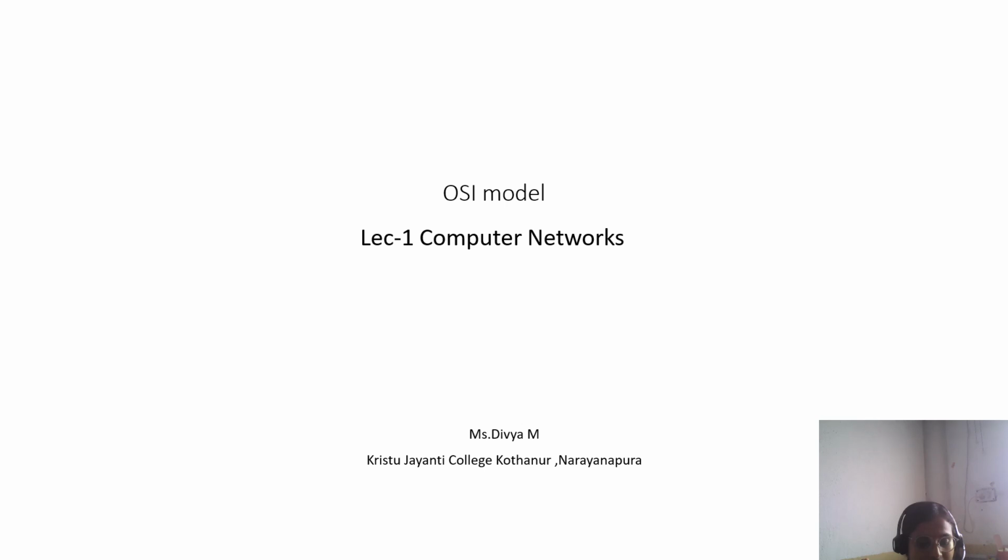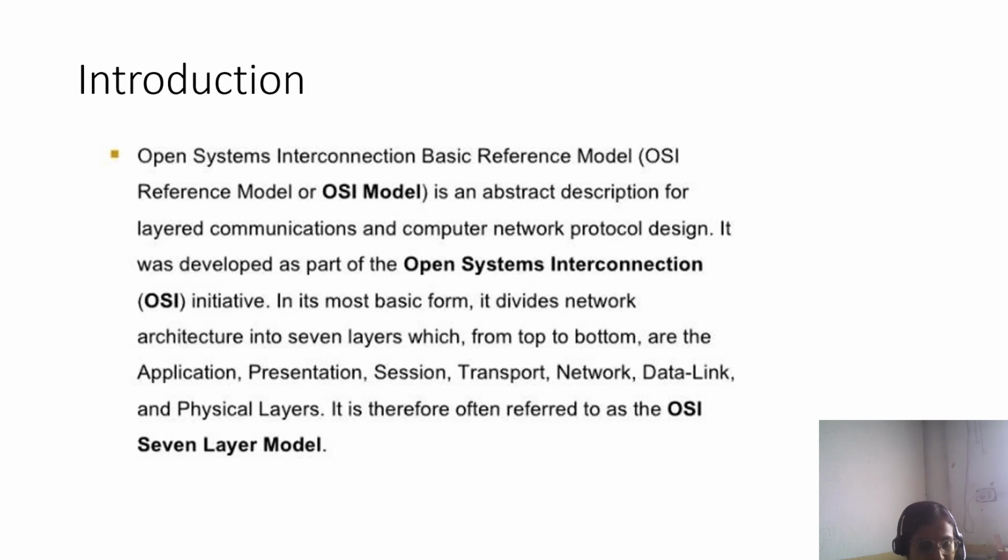Today we are diving into a fundamental concept in computer networking, the OSI reference model, or as it's often called, the 7-layer model. The OSI model stands for the Open System Interconnection Model. It is an abstract framework used to understand and implement network communication. Think of it as a blueprint for how different network protocols should work together.